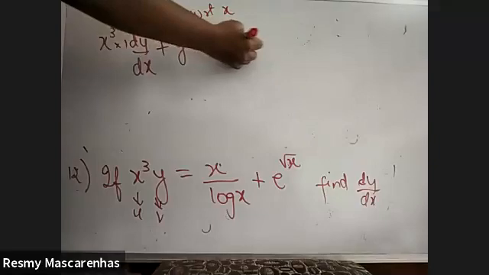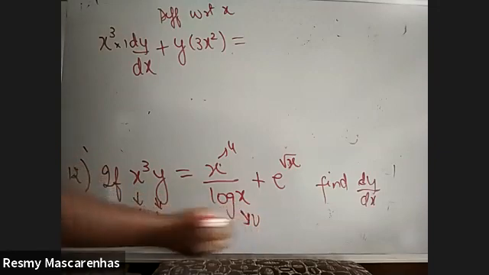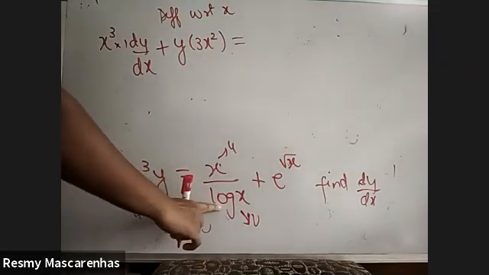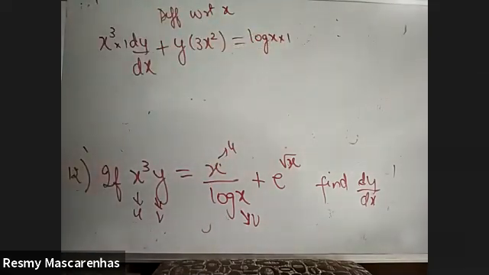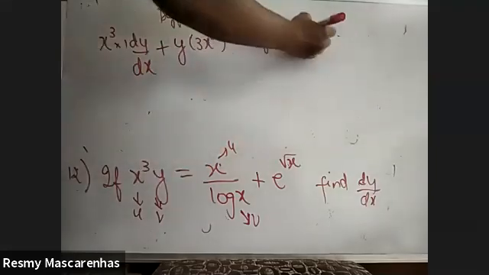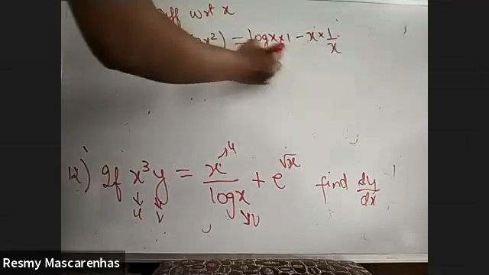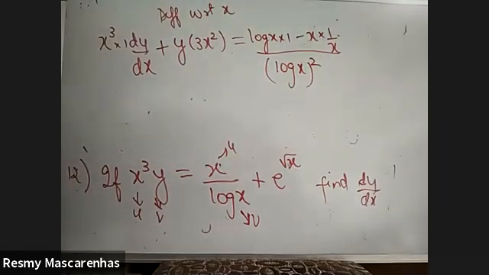Now is equal to, now this is again u upon v. So what is the formula for u upon v? V into derivative of u minus u into derivative of v upon v square. So v into derivative of u minus u into derivative of v. Derivative of log x will be 1 by x upon v square. This part is also over.